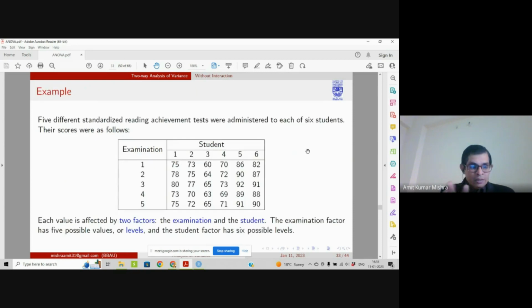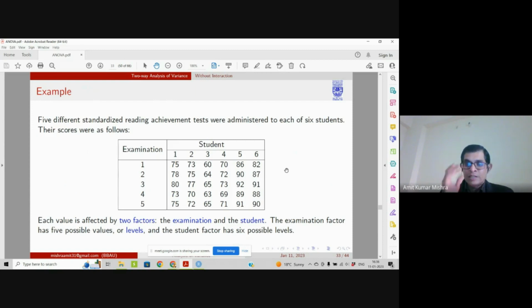Okay, we will again see a simple, hypothetical example, just to understand the idea. If we have 5 different standardized reading achievement tests and they were administered to each of 6 students, their scores are this. Examination 1, when student 1 has written examination 1, he or she got 75 marks. When student 1 wrote examination 2, he got 78 marks and so on.